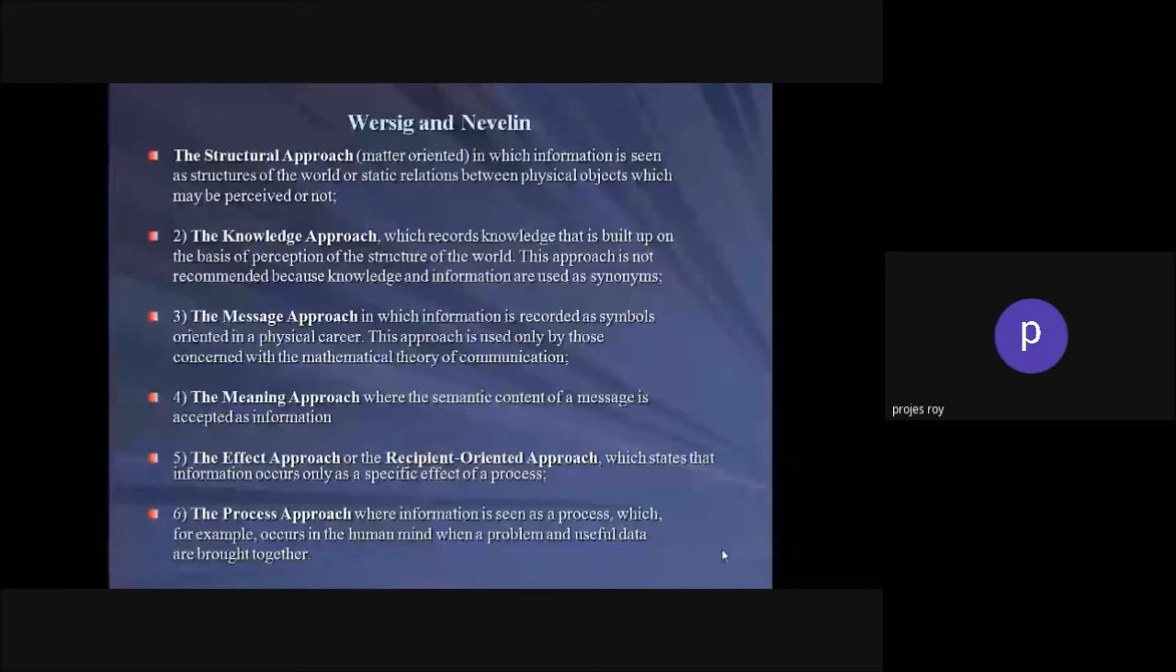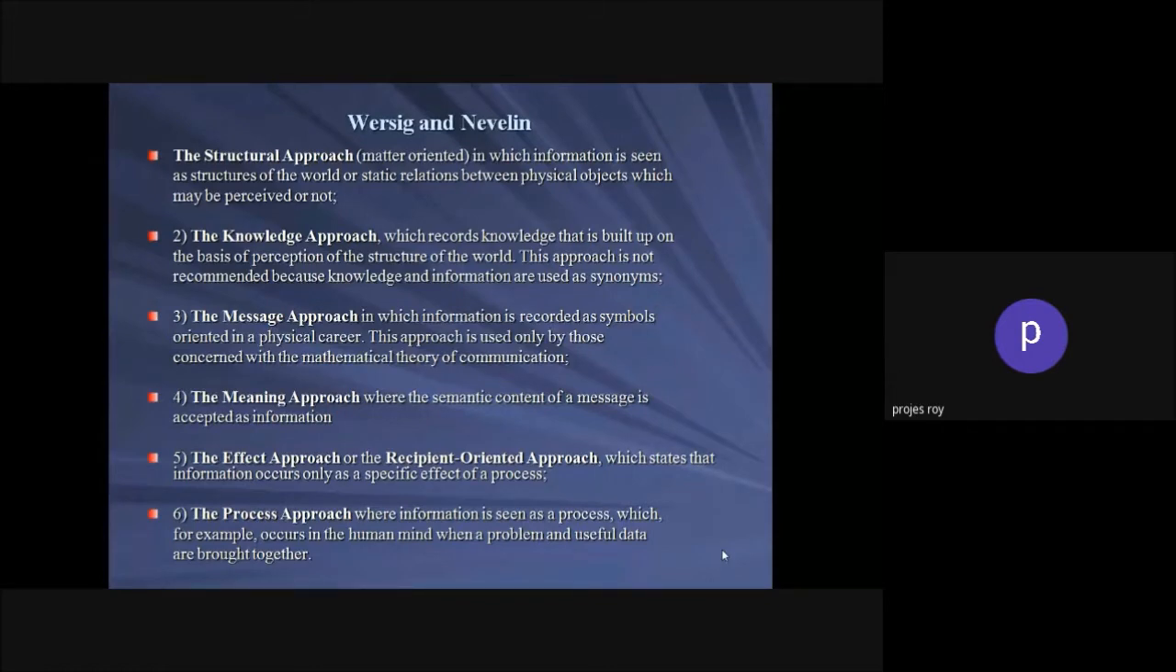Next is the meaning approach, where the semantic content of a message is accepted as information. Next one, the effect approach, or the recipient-oriented approach, which states that information occurs only as a specific effect of a process. Sixth one, the process approach, where information is seen as a process, for example, occurring in the human mind when problem and useful data are brought together. So these are the concepts of Verstick and Nevlin.